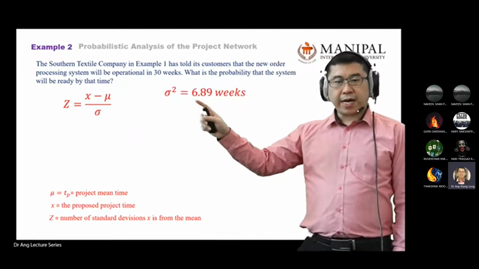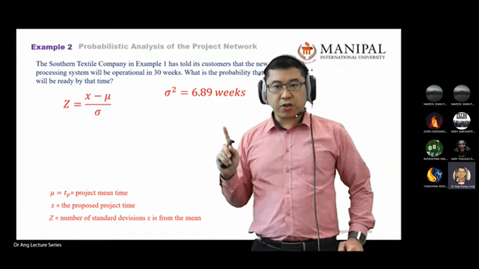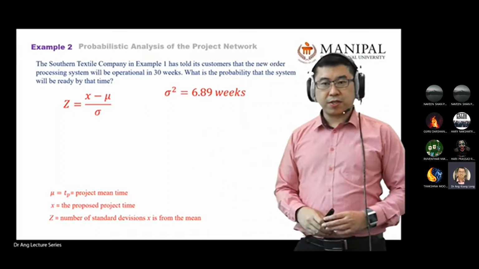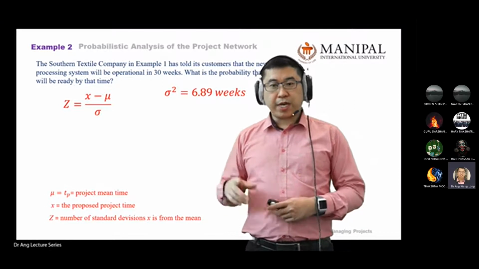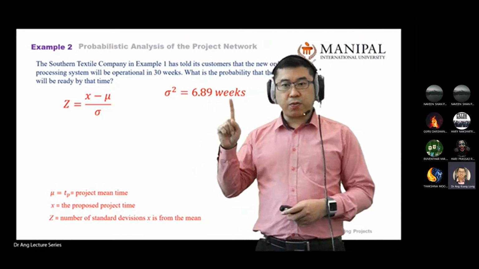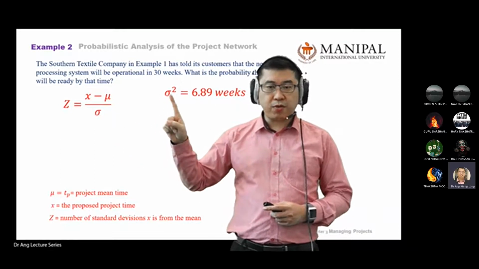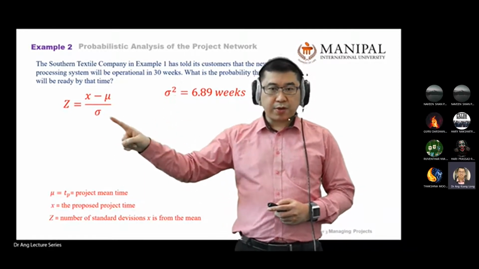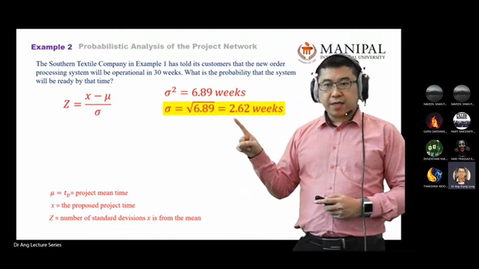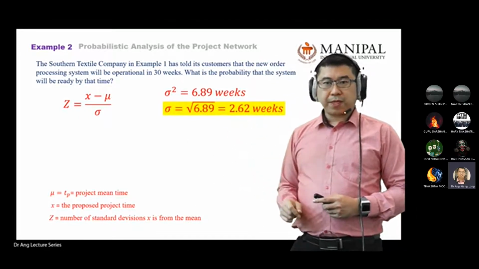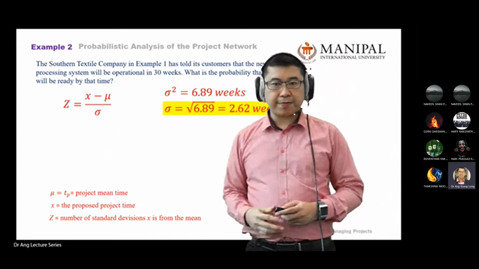For our previous calculation, we already identified the critical activities. That means we already added up all the variances together, and we get 6.89 weeks. To use this equation, we need to take the square root of this value so that you can substitute inside here. When you take the square root, you get 2.62. Later you substitute this value below there.